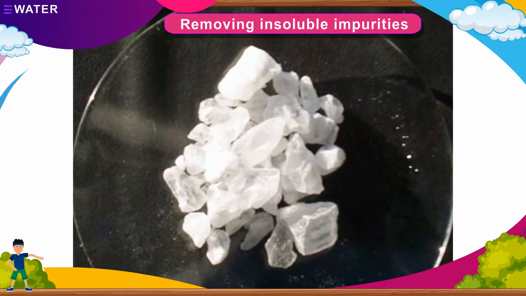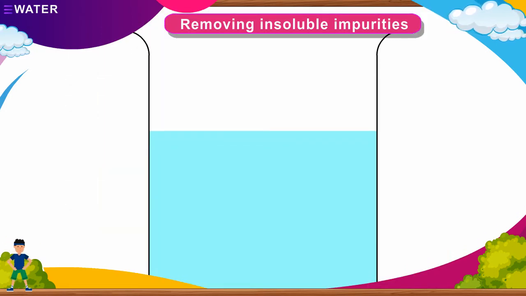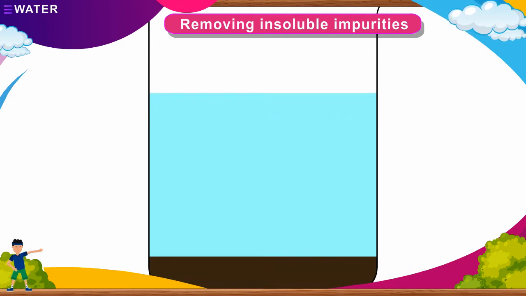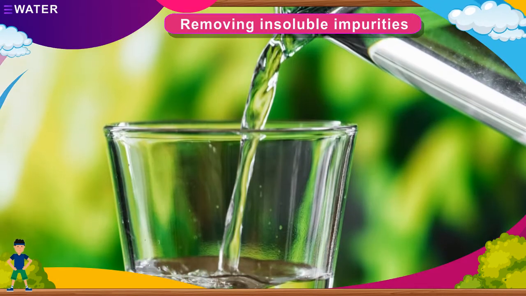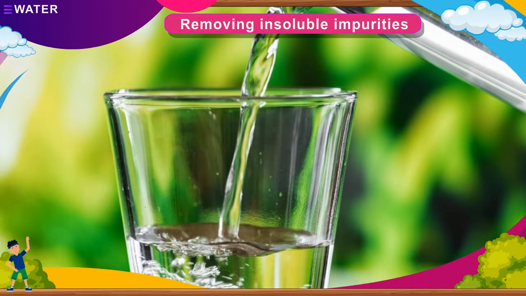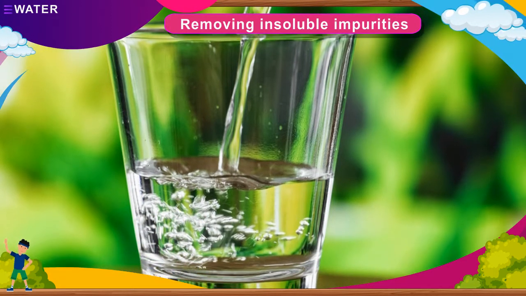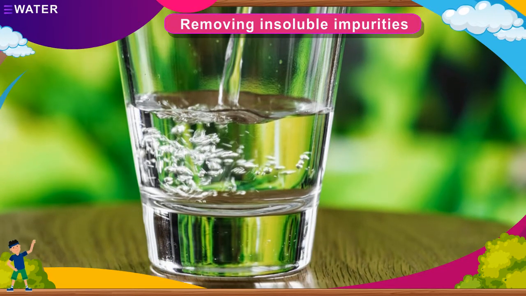This process is called loading. The alum particles attach themselves to dirt particles, thus making it heavy, and which settles down at bottom. Once the impurities settle down at the bottom of the container, the clear water can be poured out into a separate container. This is decantation.